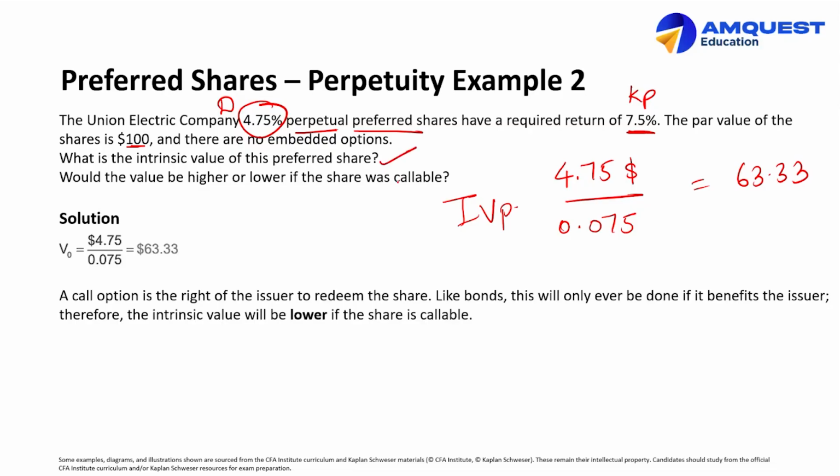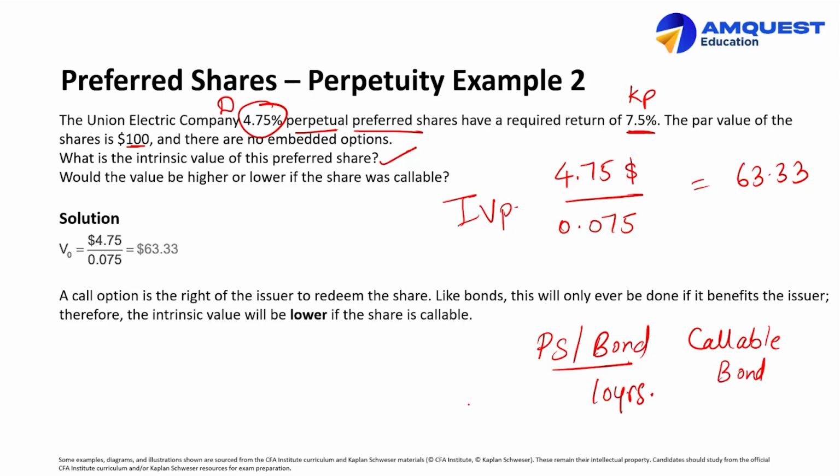Would the value be higher or lower if the share was callable? Now, I don't know whether you are aware of callable and puttable options in debt as well as in preference shares, so I'll just explain it in a couple of minutes. If the preference share or the bond or debenture is callable, it means that the company has issued the preference share or the bond and it can ask for the bond back and give you the money. Let's say the bond or preference share has a maturity of 10 years and it is a callable bond or preference share.